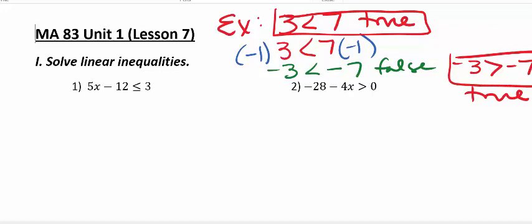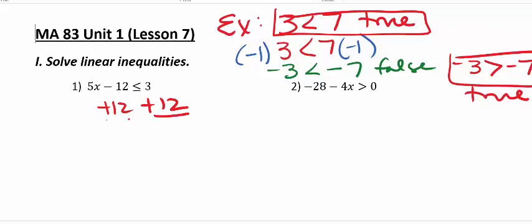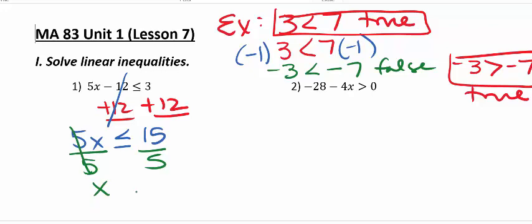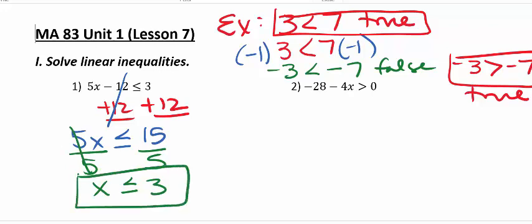So, example number 1. The first thing I would do is to get rid of this -12, and I do that by adding 12 to both sides. We get 5x, this -12 and plus 12 go away, less than or equal to, and then 3 plus 12 is 15. Our last step then is to get x by itself. We divide both sides by 5. Those 5 divide out, and then we have x is less than or equal to 3. Because we divided by a positive 5, we leave the inequality alone.